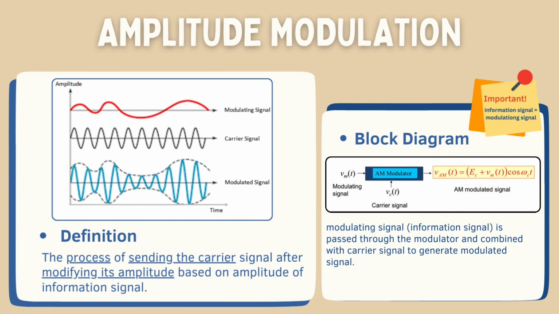Now, let us go through the first type of analog modulation, which is amplitude modulation. Amplitude modulation is a process of sending carrier signal after we have done modifying its amplitude based on amplitude of the information signal. It is important for us to remember the term information signal is the same as modulating signal. As shown in the block diagram, the modulating signal, which is information signal, is passed through the modulator and then combined with the carrier signal in order to generate a modulated signal.